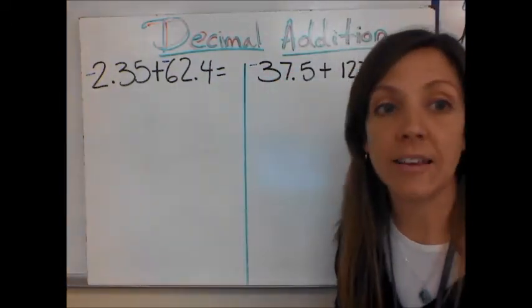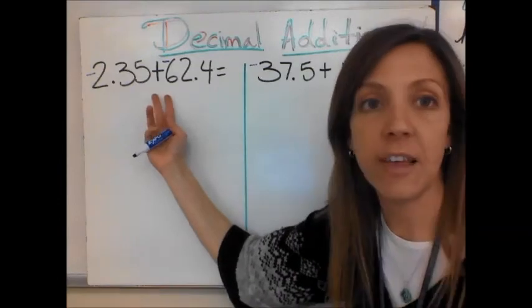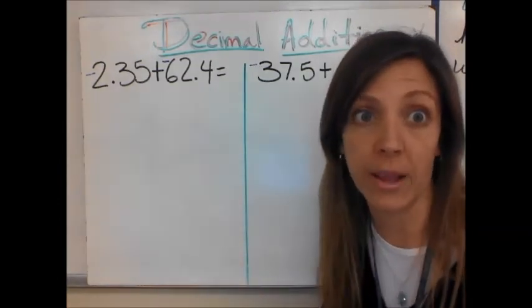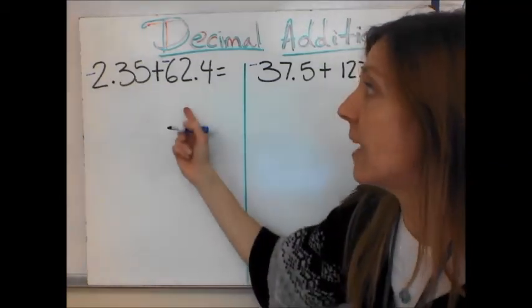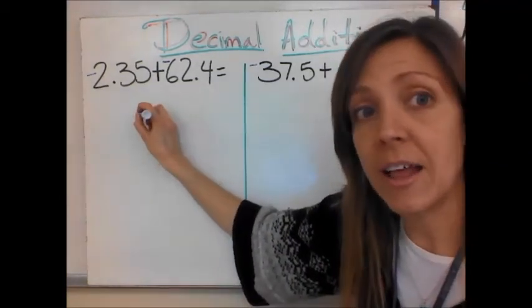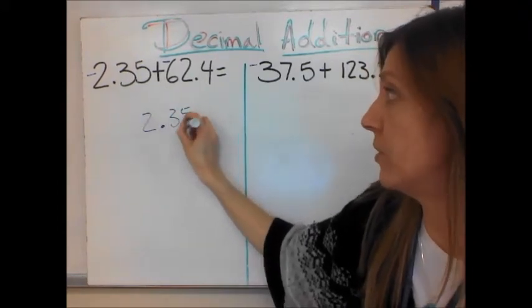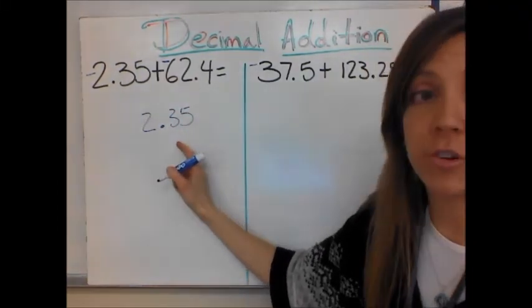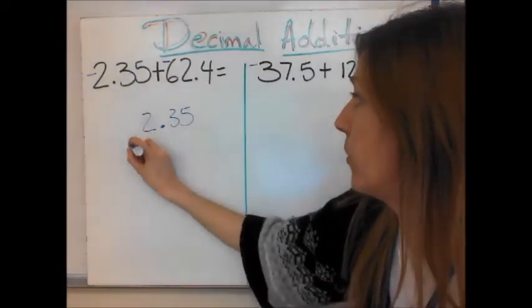All right, let's take a look at adding decimal numbers. When you add decimal numbers, the first thing you want to do is look at your signs. I have two negatives, and I know my answer is just going to come out to be a negative. All I need to do is add them together. Okay. Now, when I add them together, though, I need to line up my decimals, and I need to make sure that the place value is lined up. So 62.4.